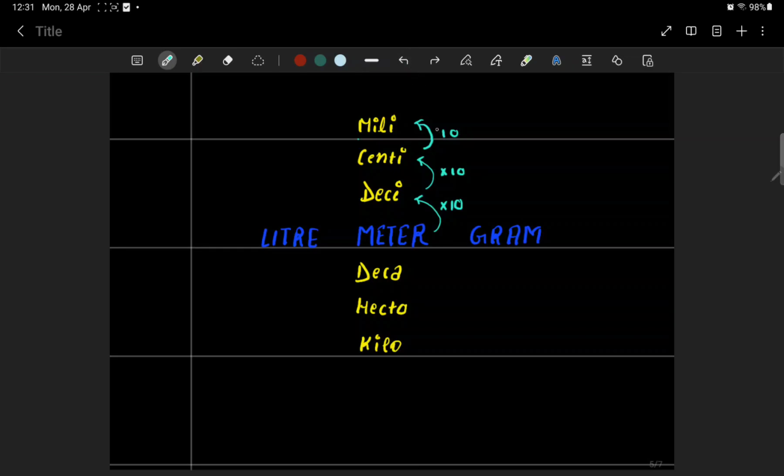Right, multiplication. And when we convert meter into decameter, hectometer, or kilometer, we divide by 10.